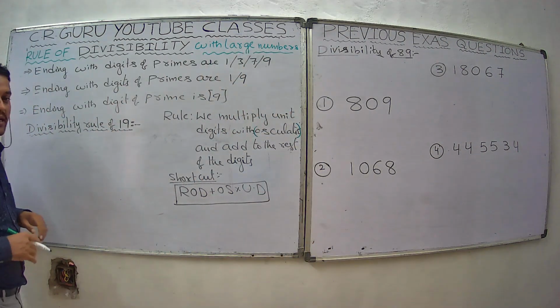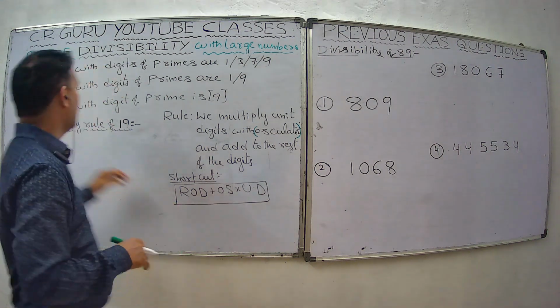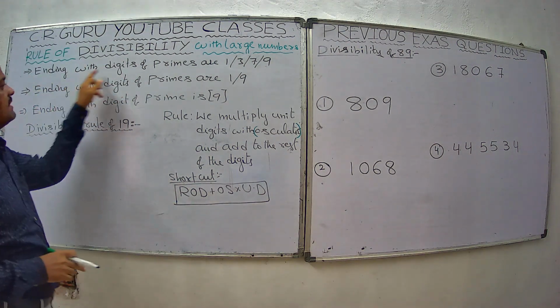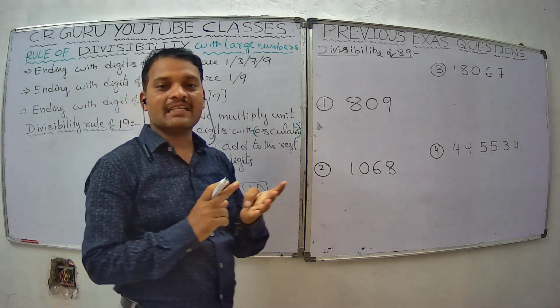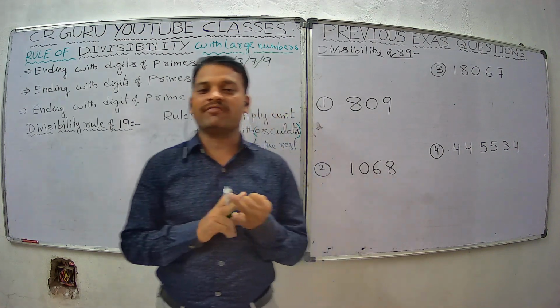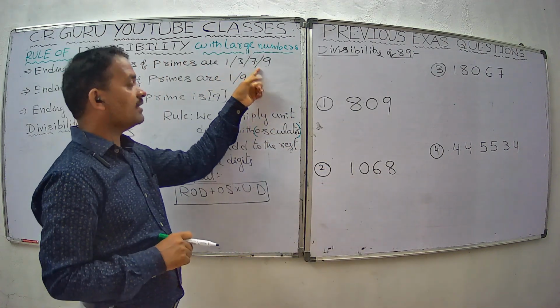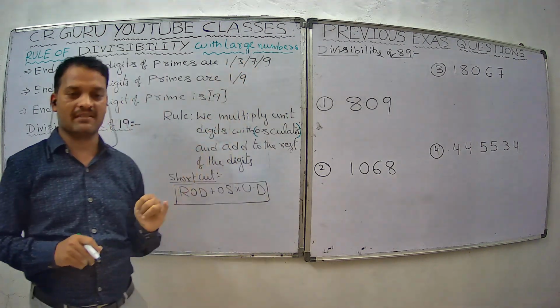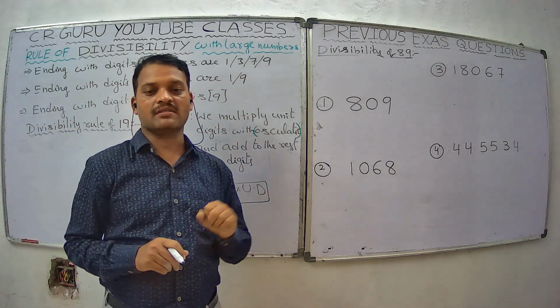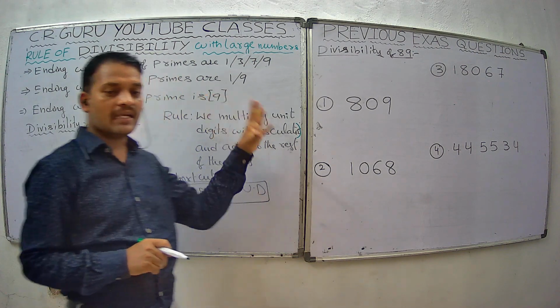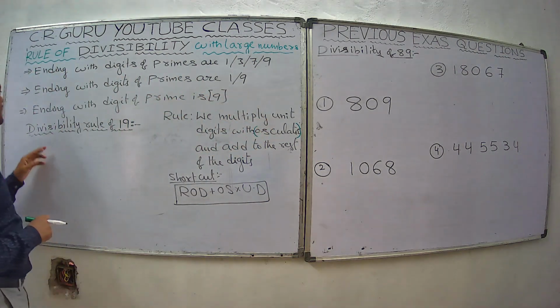Right, so now I start the topic, my dear friends. First of all, consider numbers ending with the digits of primes, either 1, 3, 7 or 9. The unit digits of prime numbers are 1, 3, 7, 9. I want to explain their divisibility rules to you, my dear friends.